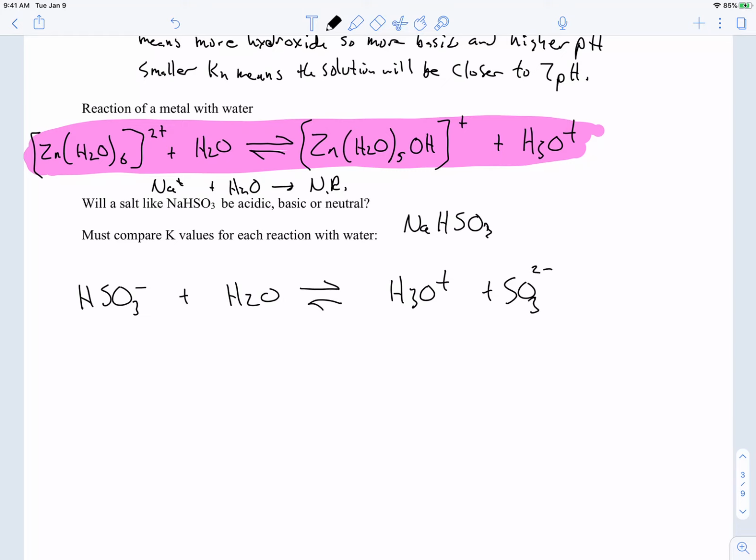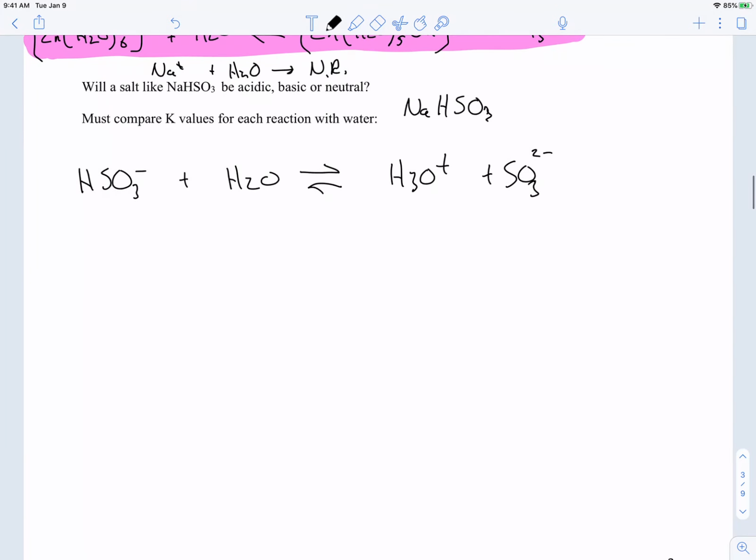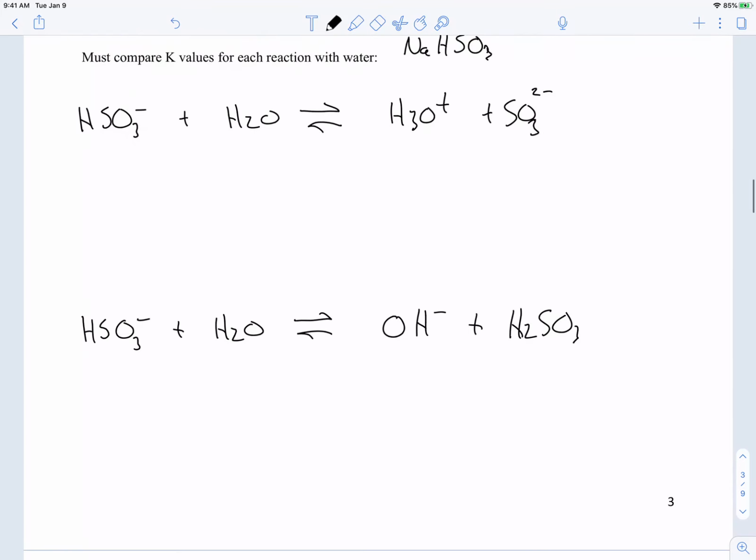That's one possibility. But couldn't this also happen, where the bisulfite ion reacts with water and actually takes a hydrogen from the water, and we end up with hydroxide plus H2SO3? Well, which is it? Is it the top reaction or is it the bottom reaction?